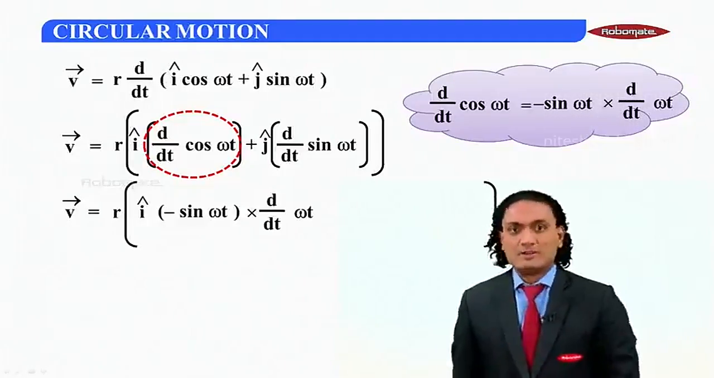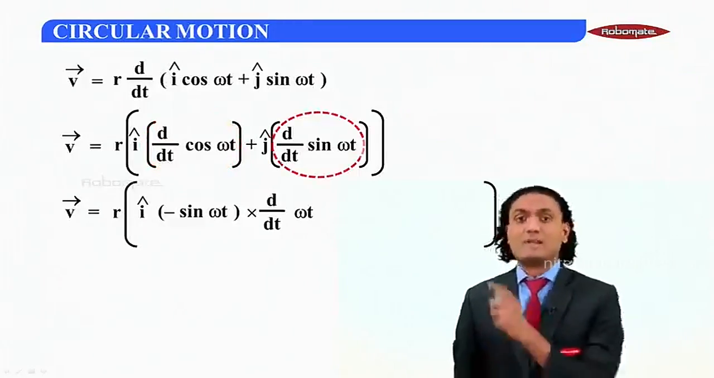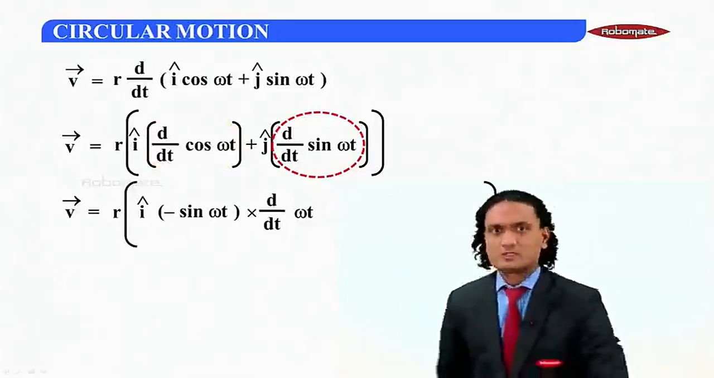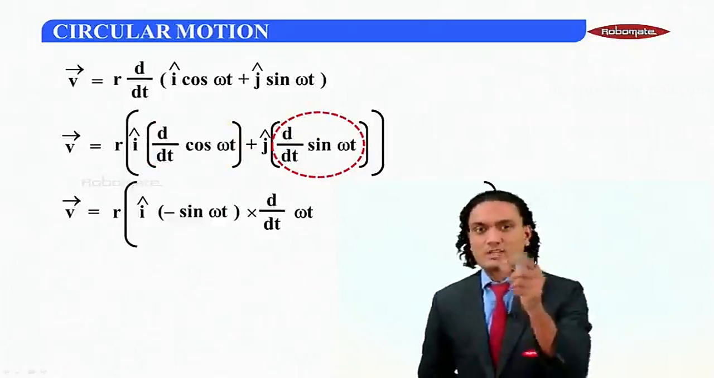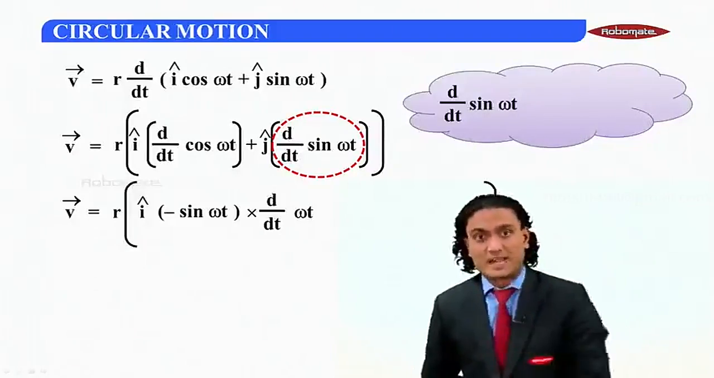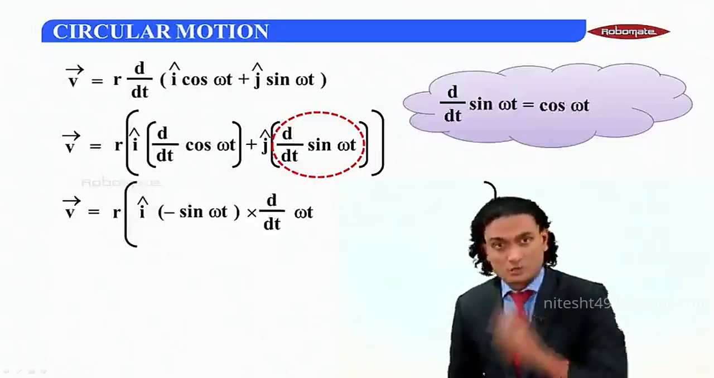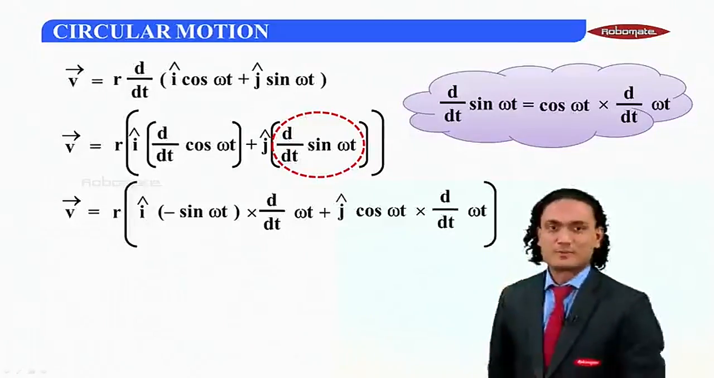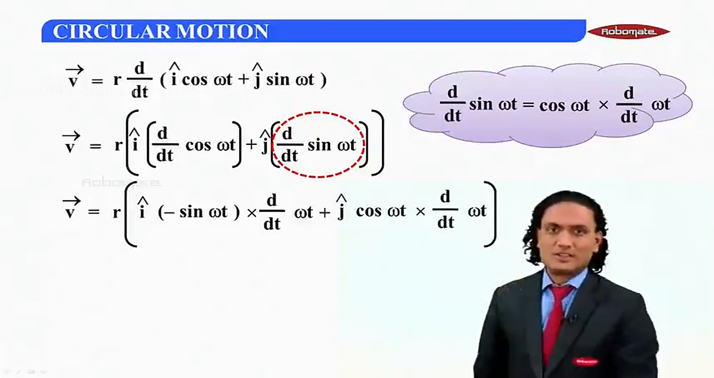Now next, we need to differentiate sin omega t. What will be d by dt of sin omega t? Very good students. Sin omega t is also a function in a function, chain rule. First you differentiate sin omega t, which is cos omega t into d by dt of omega t. So I'll write it over here. Is that clear?